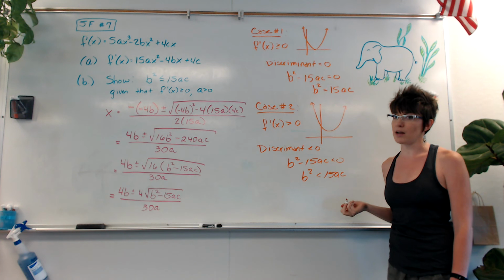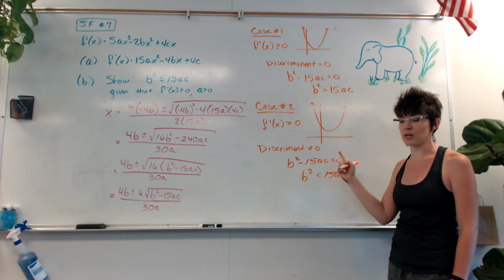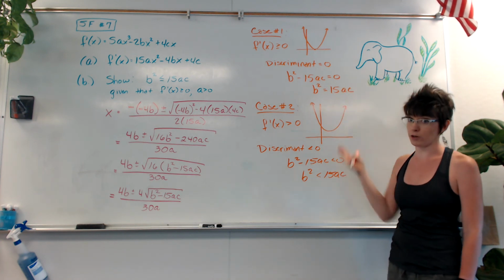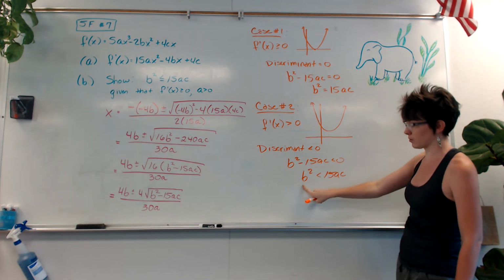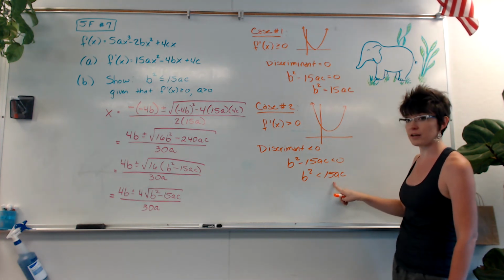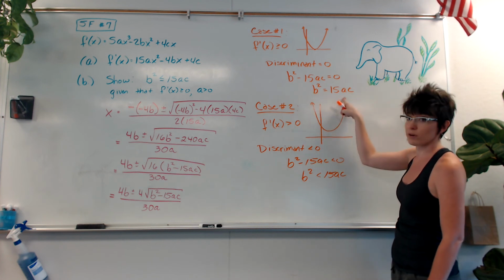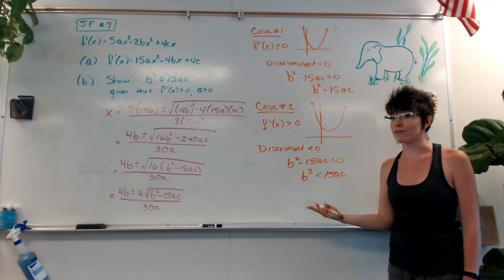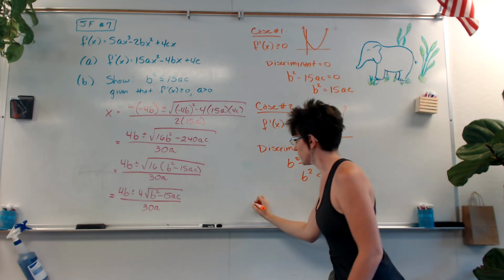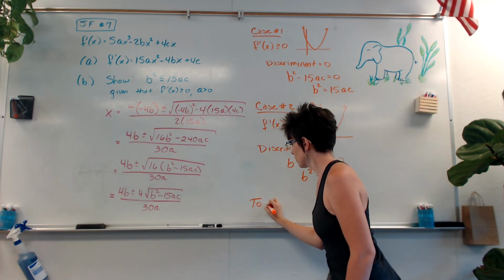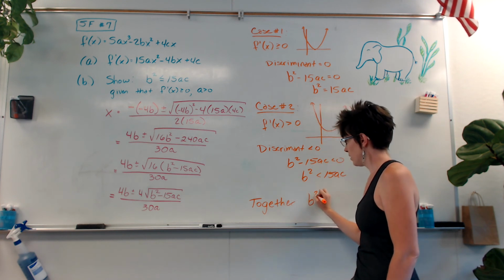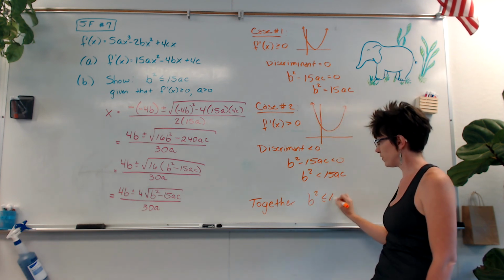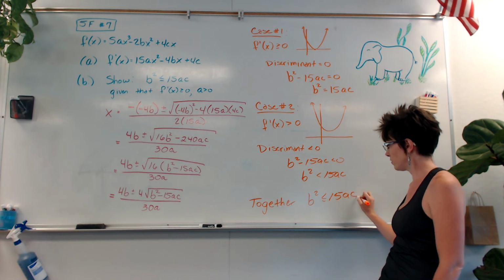So now I can tell that regardless of which case I'm talking about, if I put these two results together, it has to be true always that either b squared is less than 15ac or b squared is equal to 15ac, and that draws the final conclusion that ultimately b squared must always be less than or equal to 15ac.